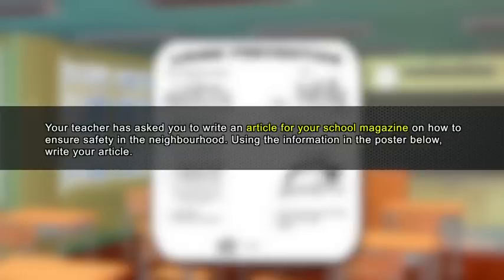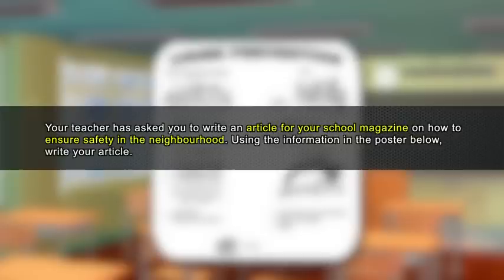Next, the topic for this essay is on how to ensure safety in the neighborhood. This should be the foundation of all your points and elaboration when you are writing your essay. So develop your points and elaboration around this topic.